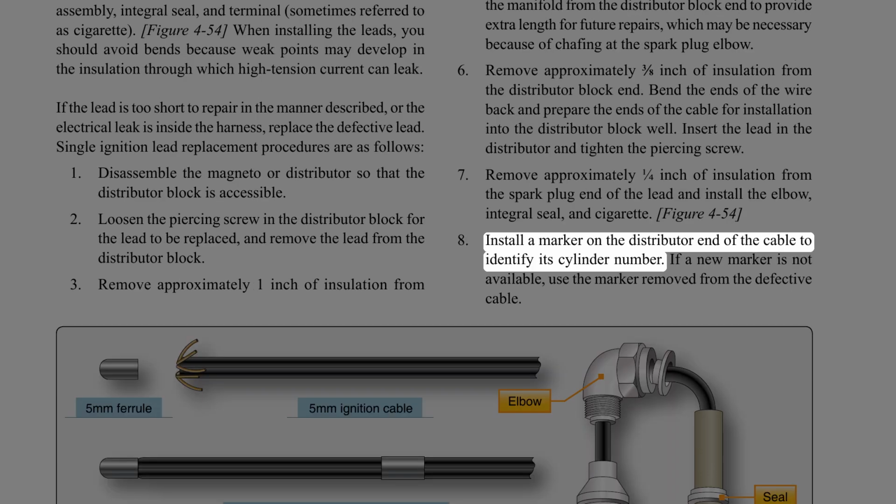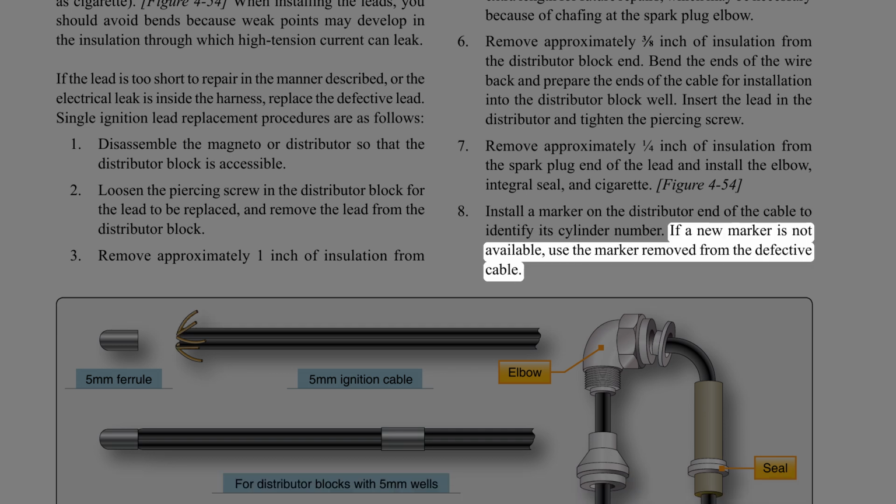Install a marker on the distributor end of the cable to identify its cylinder number. If a new marker is not available, use the marker removed from the defective cable.